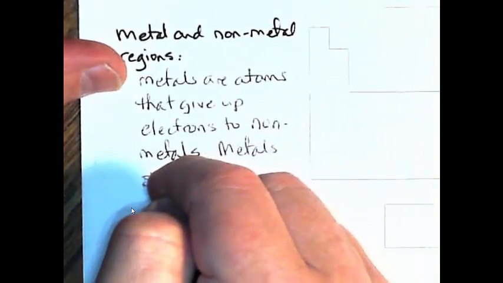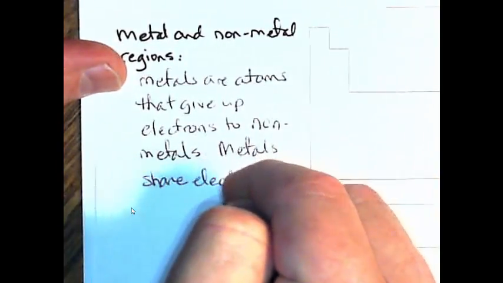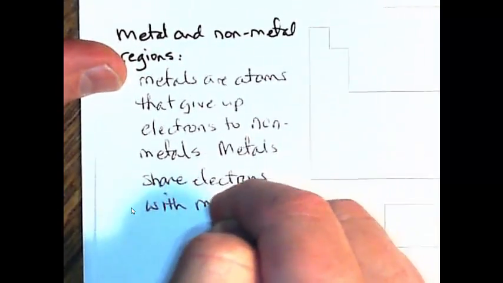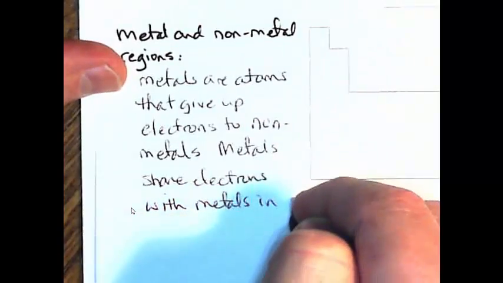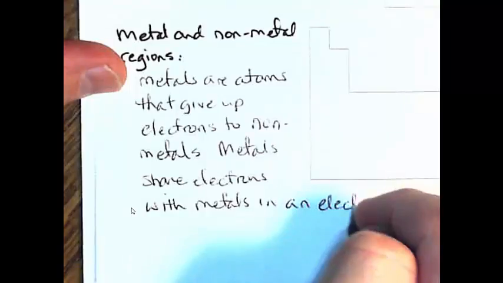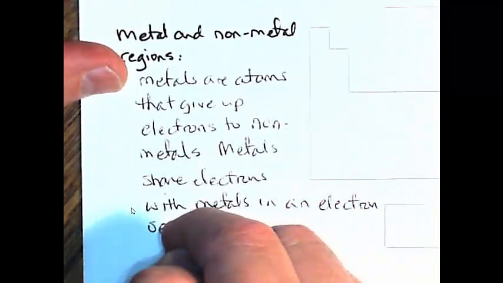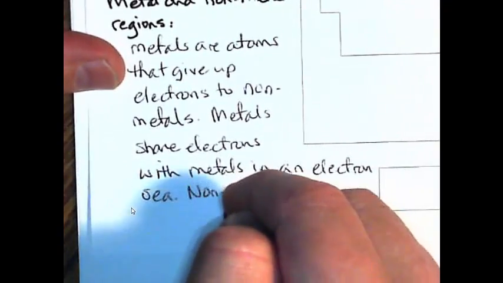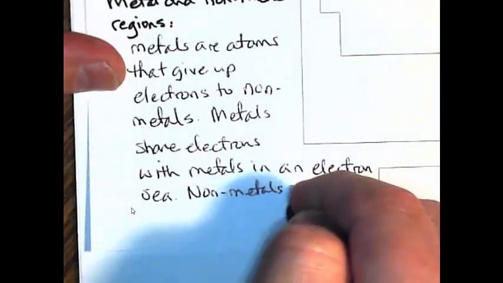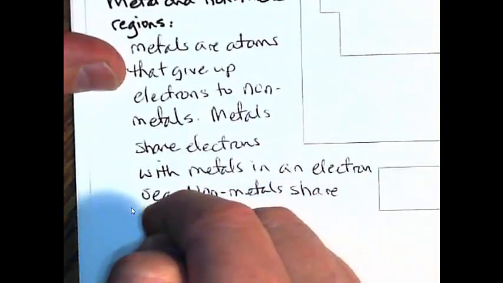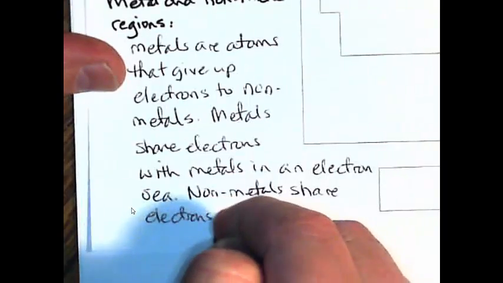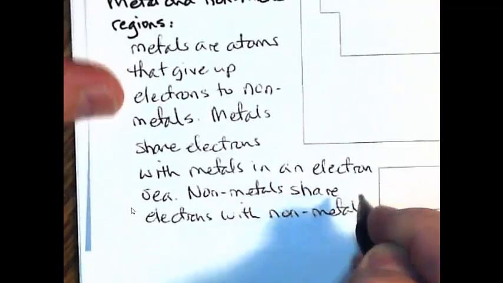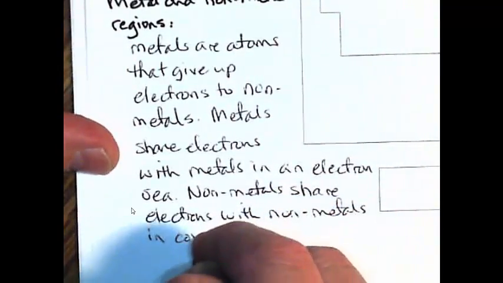Metals share electrons with metals in an electron sea, SEA. Nonmetals share electrons with nonmetals in covalent bonds.